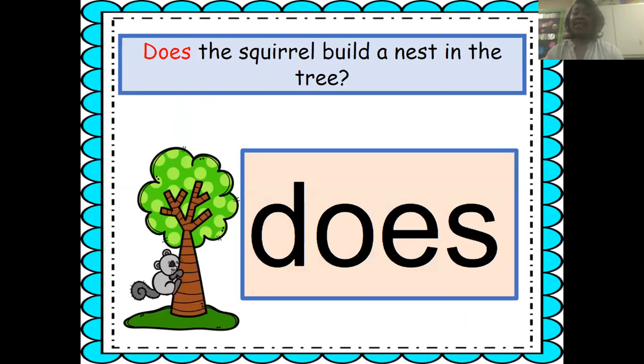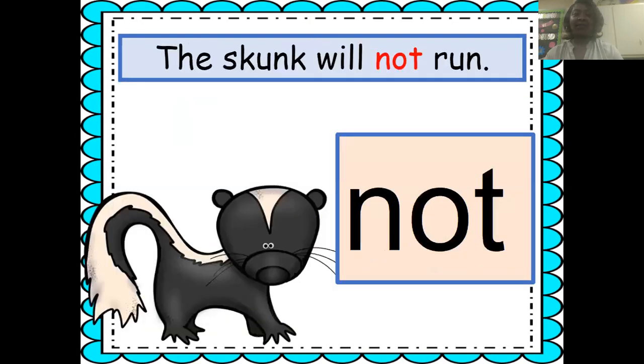All right, let's look at our high frequency words. Does. Does the squirrel build a nest in the tree? Let's spell the word does. D-O-E-S. Does. Not. The skunk will not run. Let's spell not. N-O-T. Not.